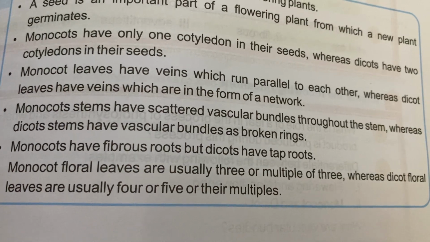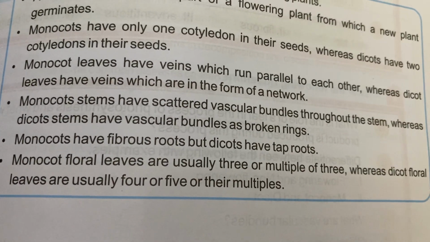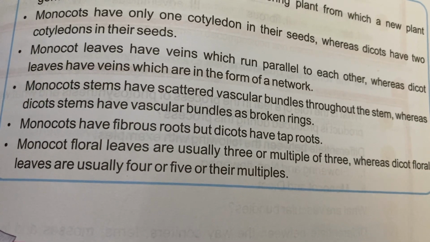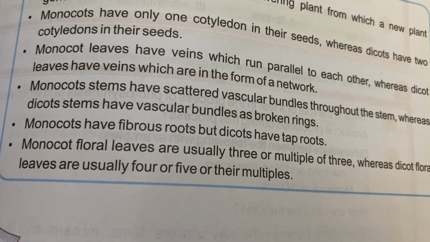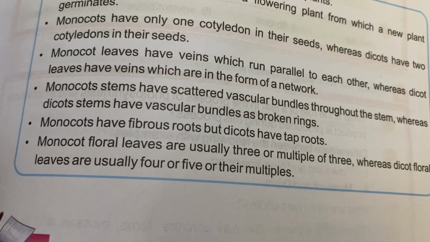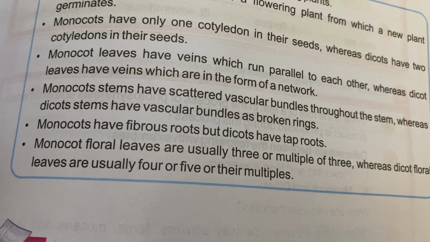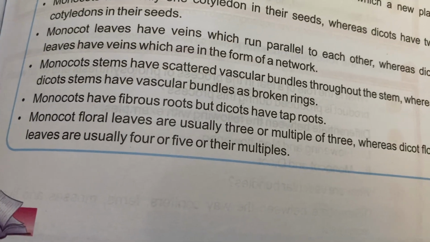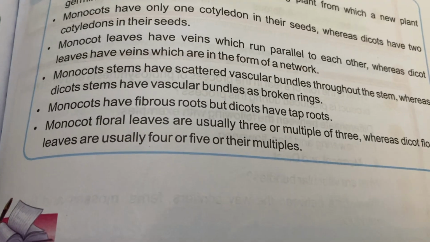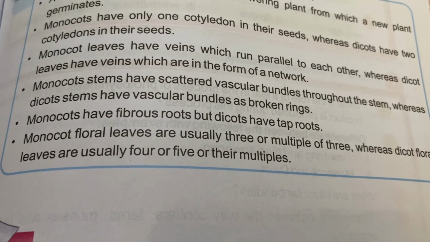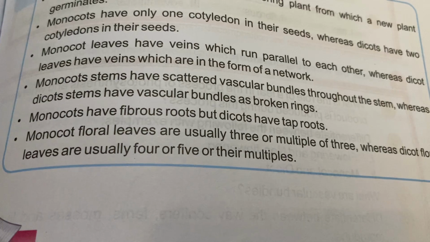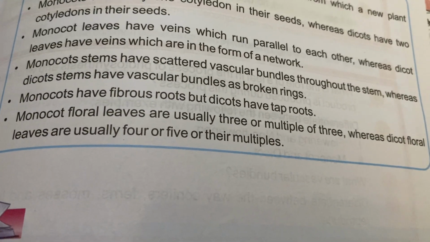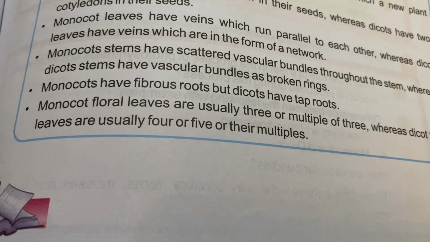Monocot stems have scattered vascular bundles throughout the stem, whereas dicot stems have vascular bundles as broken rings. Monocots have fibrous roots, but dicots have tap roots. Monocot floral leaves are usually 3 or multiples of 3, whereas dicot floral leaves are usually 4 or 5 or their multiples.